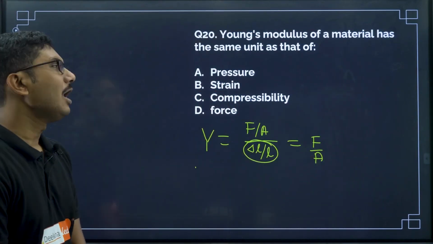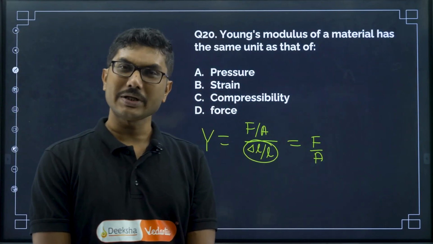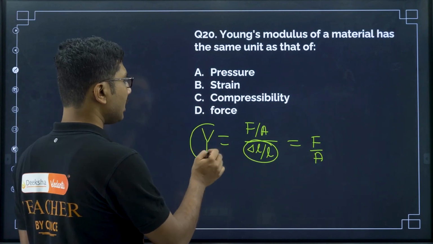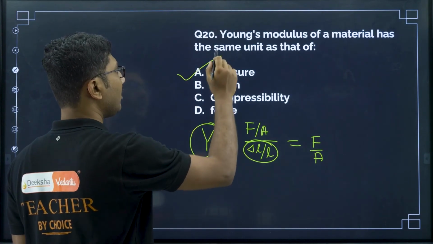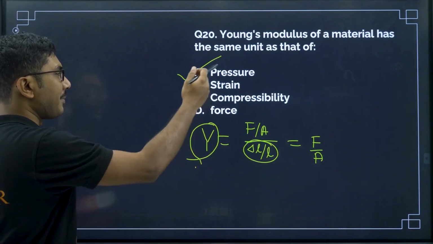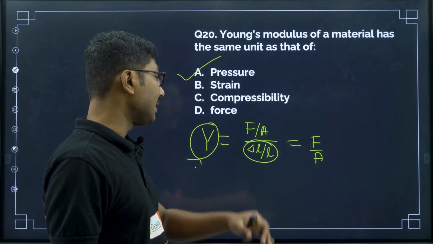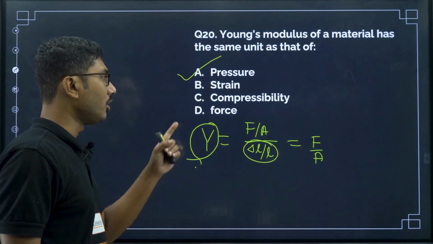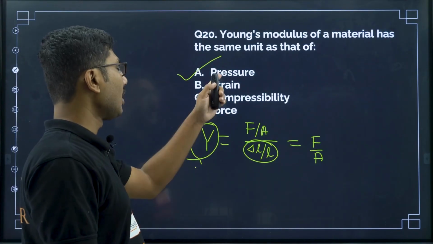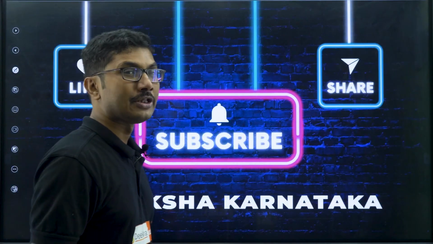What is force by area? Force by area is also called pressure. So the dimension of Young's modulus should be the same as the dimension of pressure. Simple. Strain is a dimensionless quantity, compressibility is only 1 by volume, force is obviously not. So the correct answer is pressure.